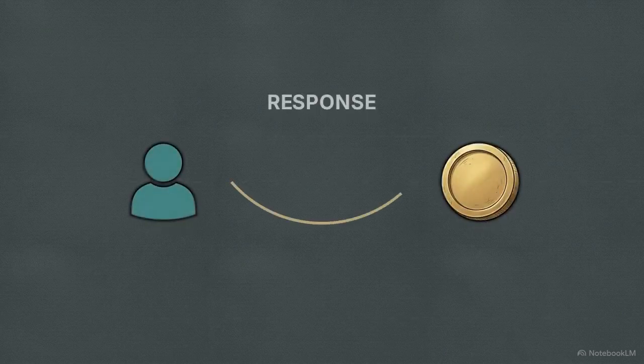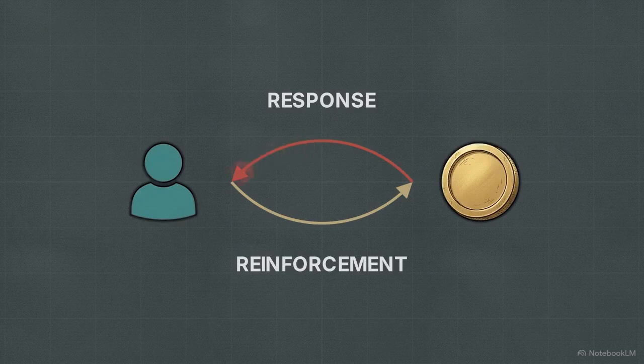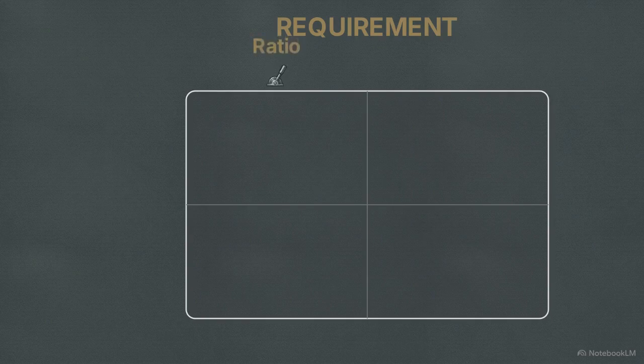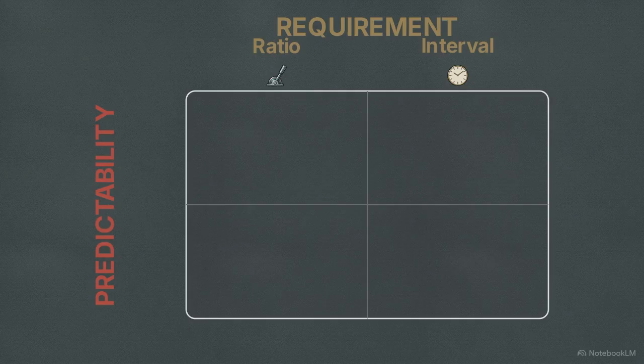Behavioral output follows predictable cause and effect mechanics. In any environment, these movements are governed by the laws of operant conditioning. The mechanics of reinforcement turn on two primary axes. The first determines the requirement for a reward, whether it is based on the number of responses emitted, a ratio schedule, or the amount of time that has elapsed, an interval schedule.